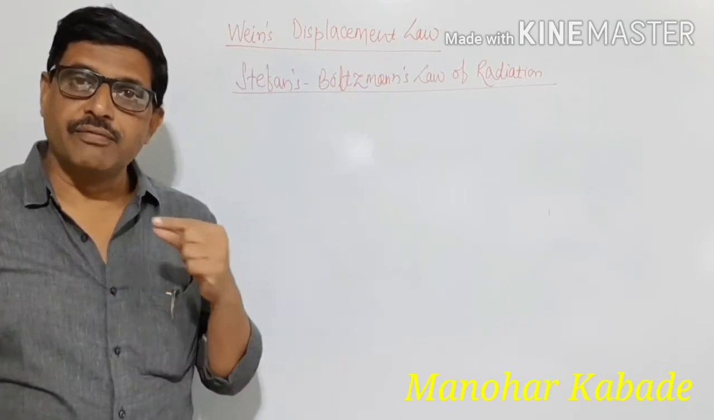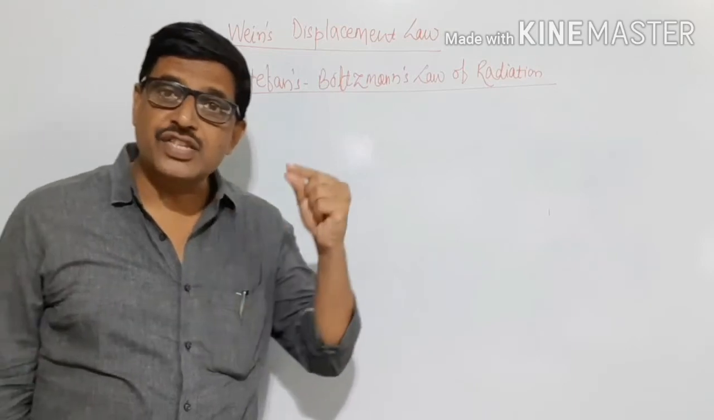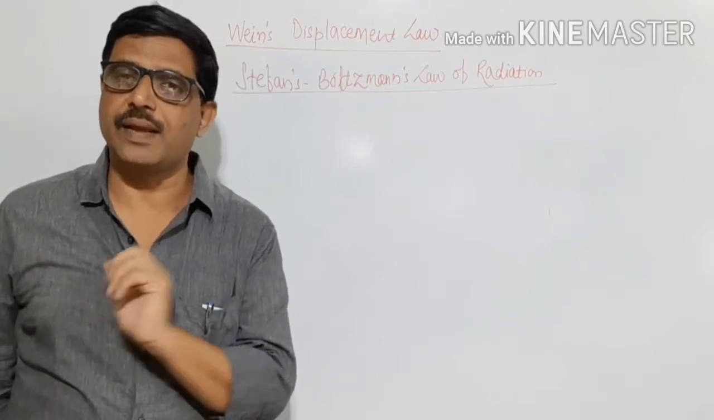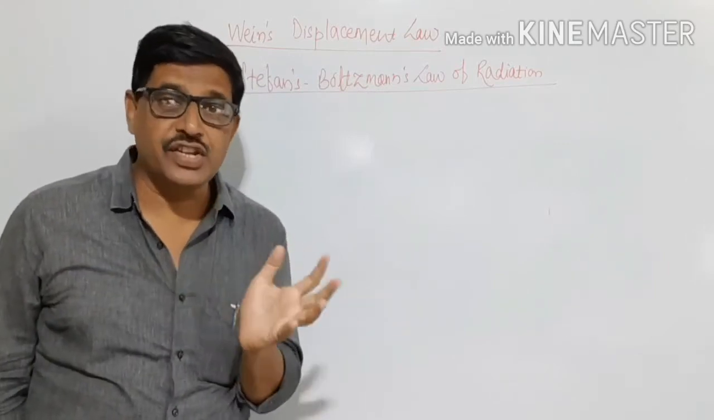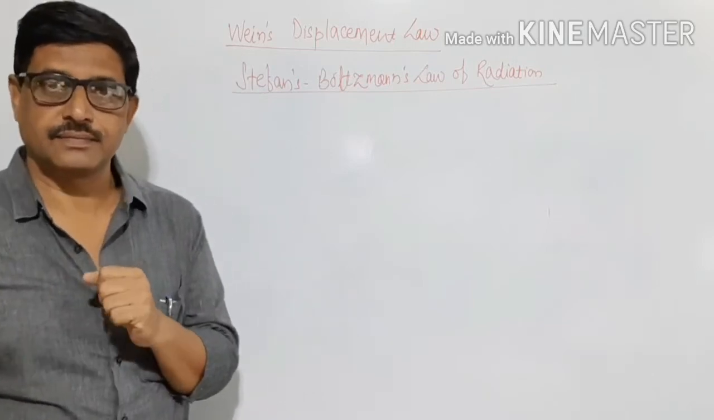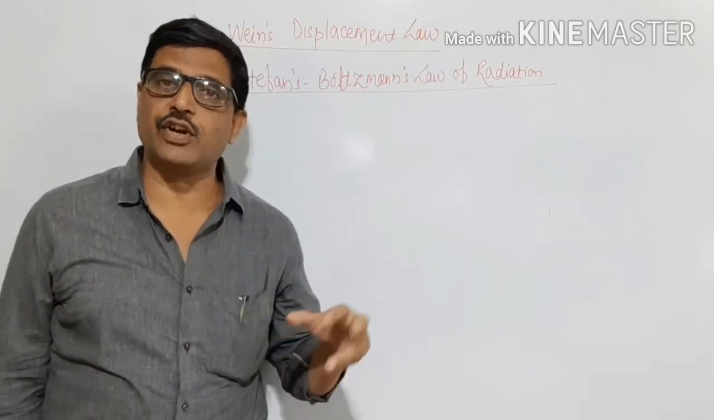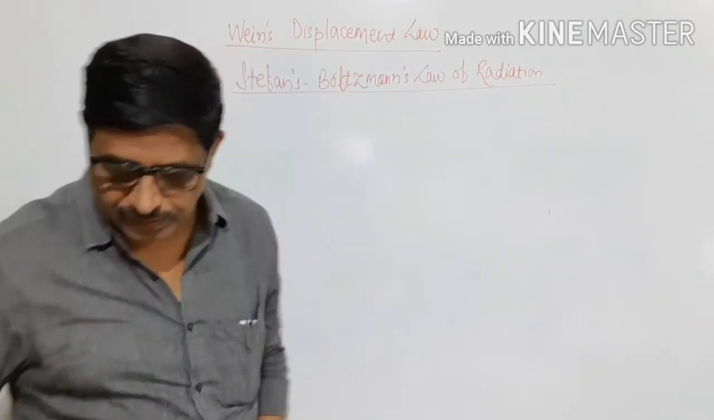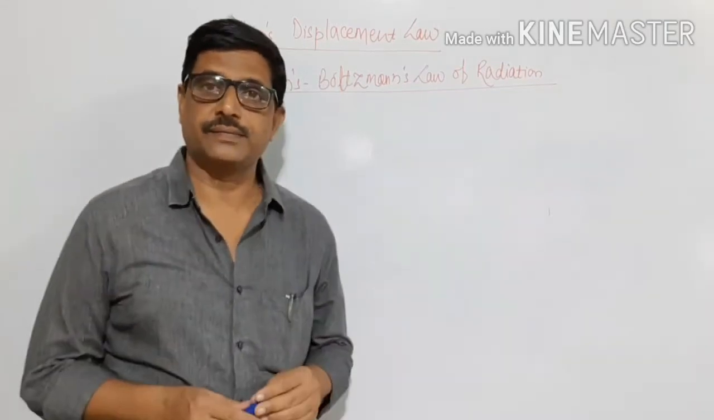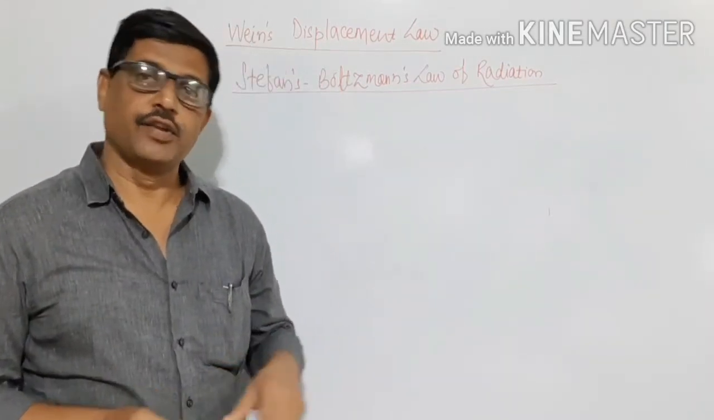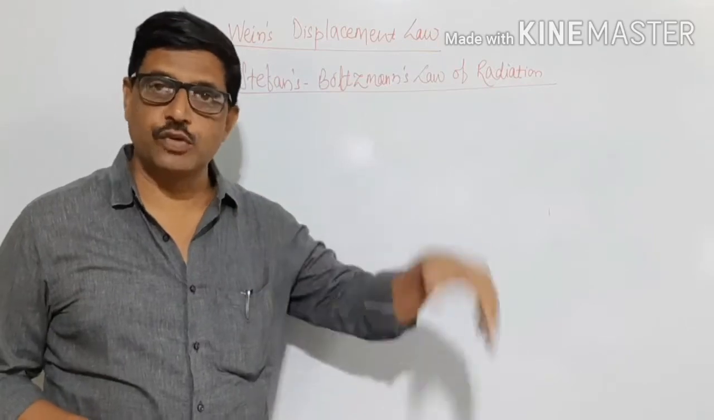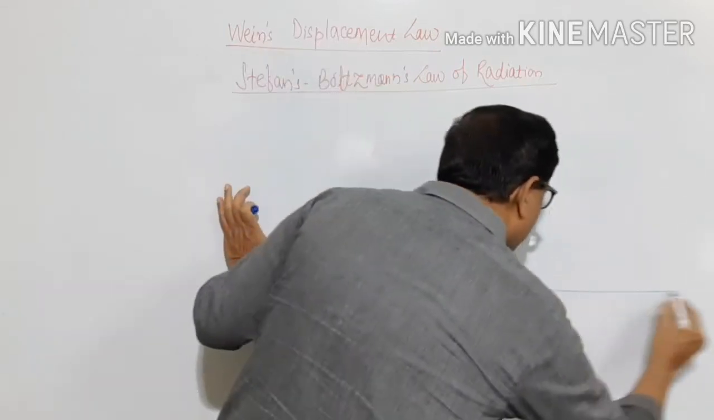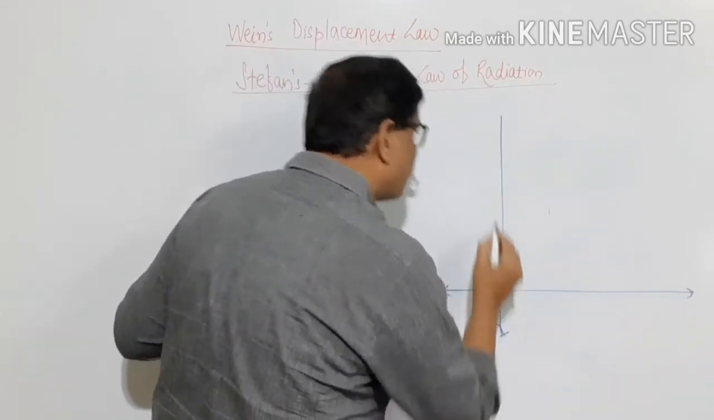But the emissive power varies with wavelength. The emissive power of a black body varies with wavelength. With increase in wavelength, the emissive power increases and reaches a maximum at a particular wavelength, and thereafter, if the wavelength increases, the emissive power goes on decreasing. That has been studied by the experiments performed by Lummer and Pringsheim.